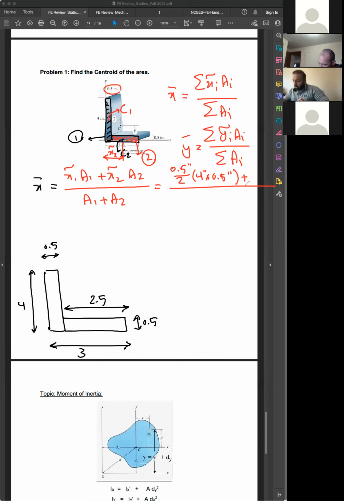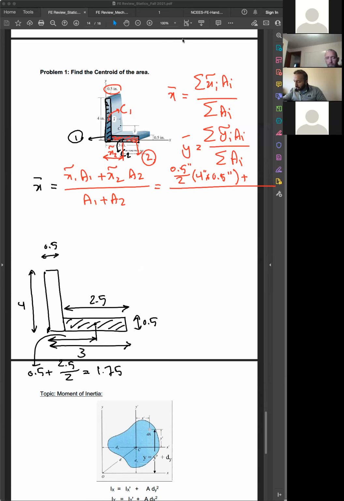Okay? So for this part, the centroid is here, right? So how much is this distance? It is half of 2.5 plus this half, right? Start from here. This half plus half of 2.5. Half plus 2.5 over 2, which would be 1.75. All right, so it would be 1.75.